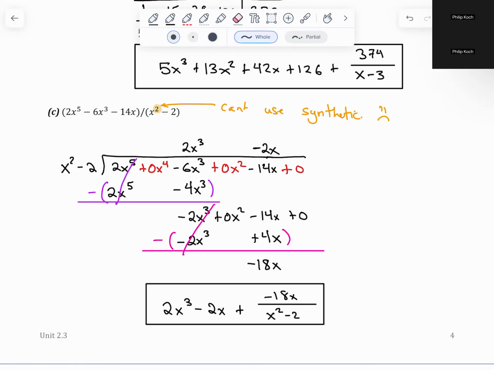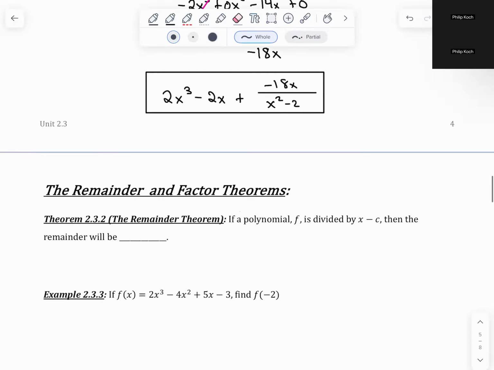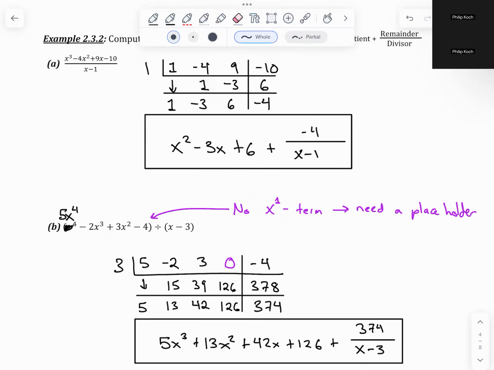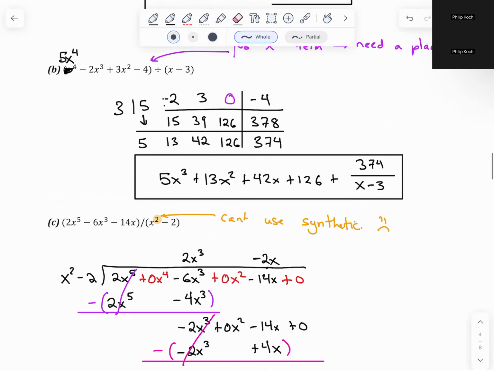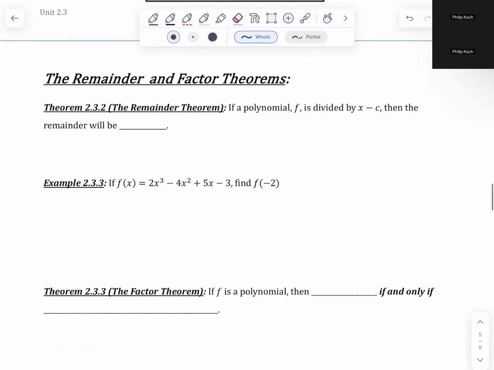Okay. So let's talk about why we use synthetic division. First and foremost, a preliminary result. This isn't super useful for us at all anymore in mathematics. It was a while back before we had calculators. So I'm not going to spend too much time on it, but the remainder theorem says that if f is a polynomial and it's divided by x minus c, then the remainder will be f of c.